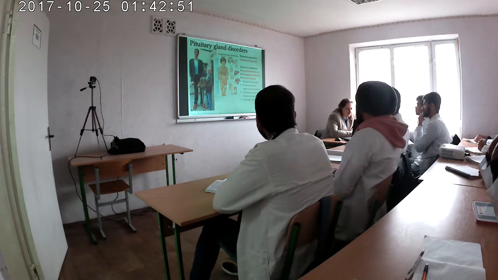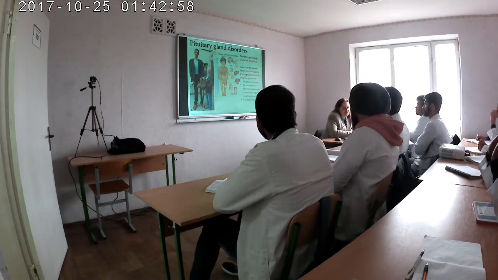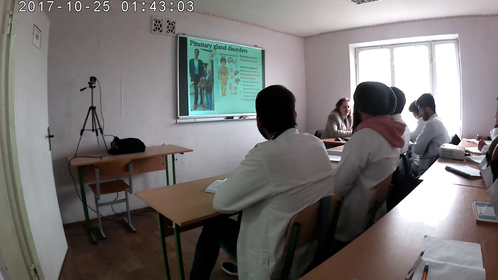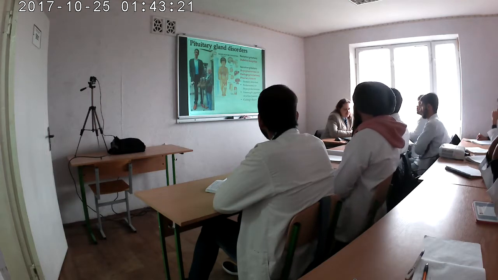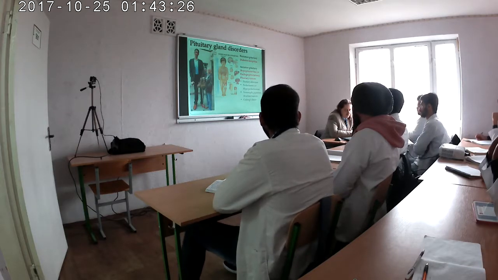Or we can have panhypopituitarism, which is a non-isolated deficiency, usually involving deficiency of three or more tropic hormones with different gene mutations. There are different mutated genes that can lead to different variations of panhypopituitarism. Or we can have pituitary tumors, which usually result in hyperproduction of certain hormones. Pituitary adenoma, prolactinoma, acromegaly, gigantism, dwarfism and nanism, and Cushing disease, usually due to hypersecretion of adrenocorticotropic hormone.